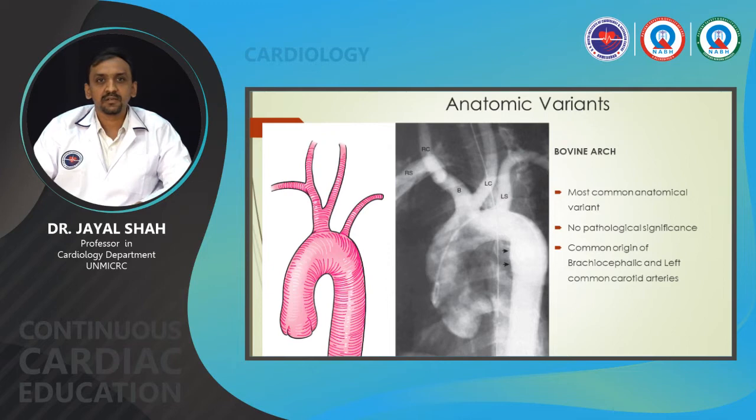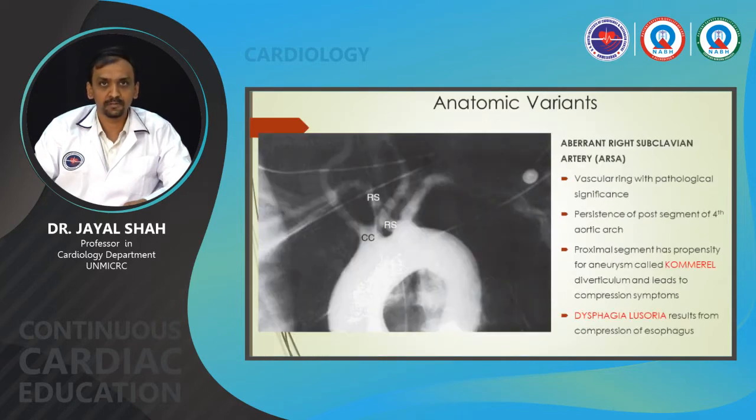This is a pictorial representation of the most common anatomic variant. This is the bovine arch. In this case we can see that there is a common origin of the brachiocephalic and the left common carotid artery, which has no significant pathological significance.